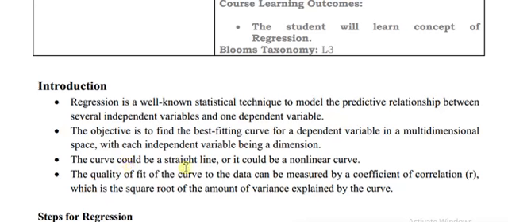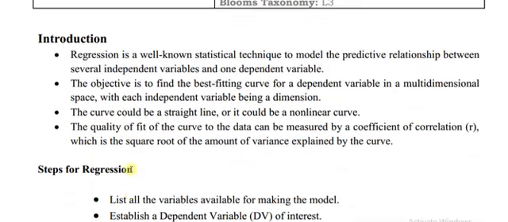So when the curve is a straight line, we call it linear regression, and when it is non-linear, we call it a logistic or a polynomial regression, which is basically called non-linear regression. The quality of fit of the curve to the data can be measured by a coefficient of correlation R, which is the square root of the amount of variance explained by the curve.